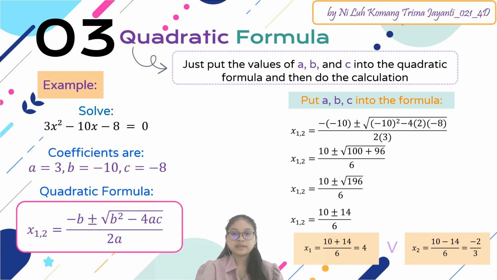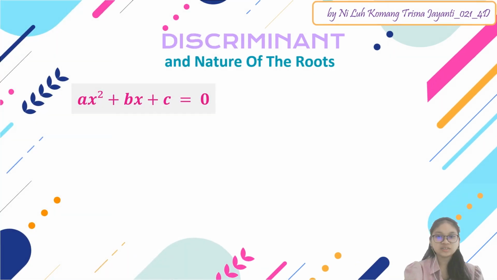Simplifying further, x1 equals (10 plus 14) over 6, which is 4, or x2 equals (10 minus 14) over 6, which equals negative 2 over 3. Therefore, the solutions to the equation are x1 is 4 or x2 is negative 2 over 3.